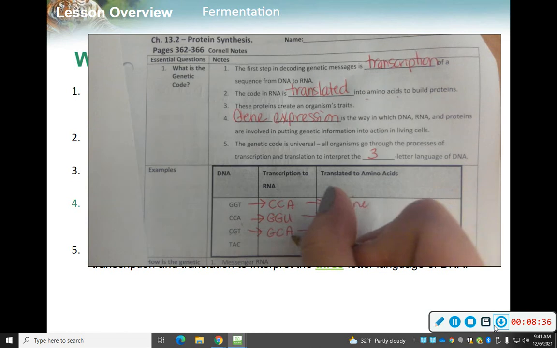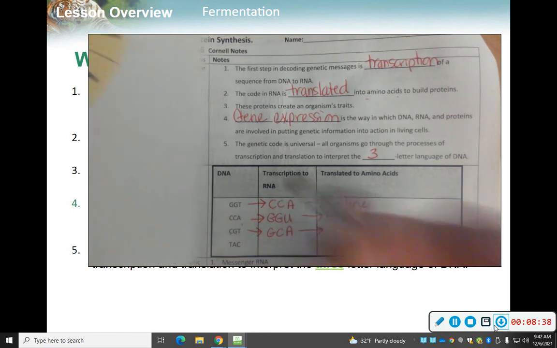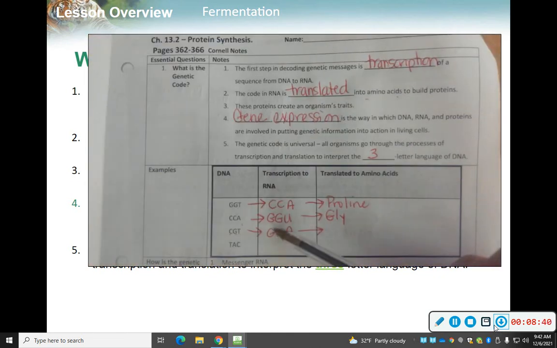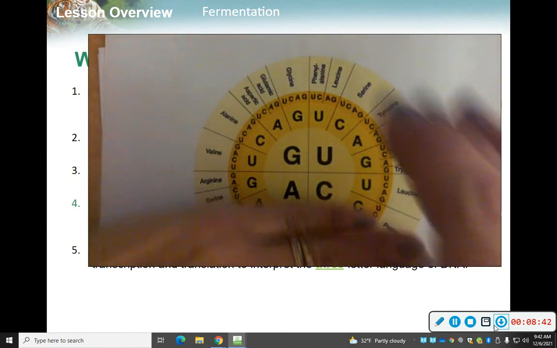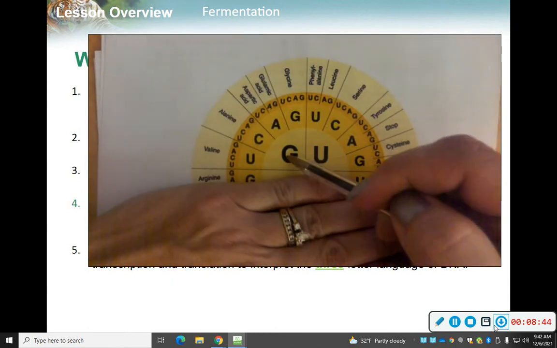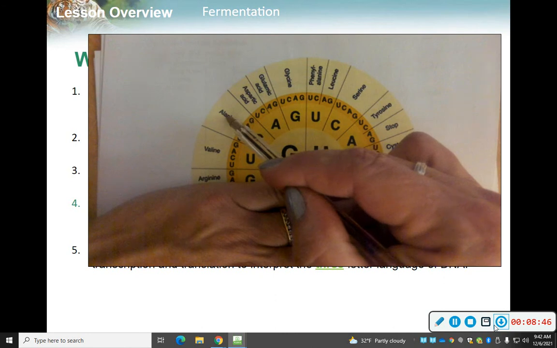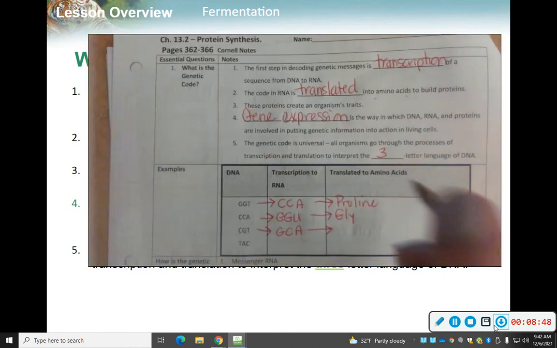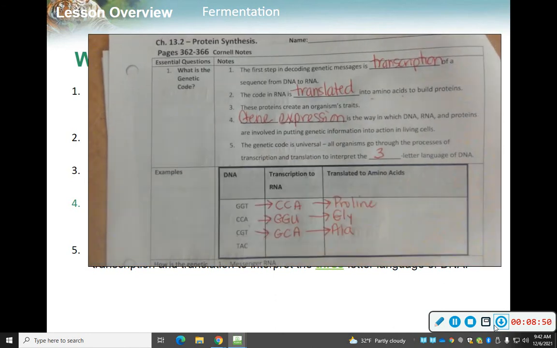And then those matching letters, that RNA letters, that's what I look up. So I'm looking up GCA. So again, I'm in the G corner, C, then A, alanine. So this codon wheel will be on your final exam.